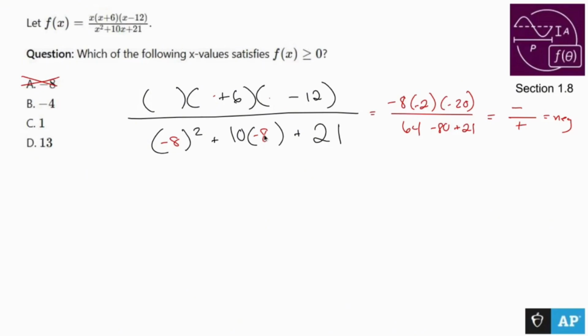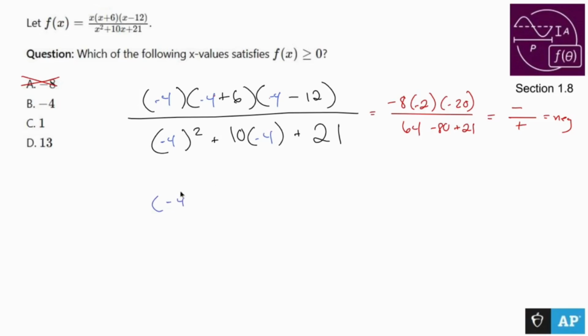Why am I talking like this? I don't know. But I've committed, and I'm sticking with it. Let's plug in -4.